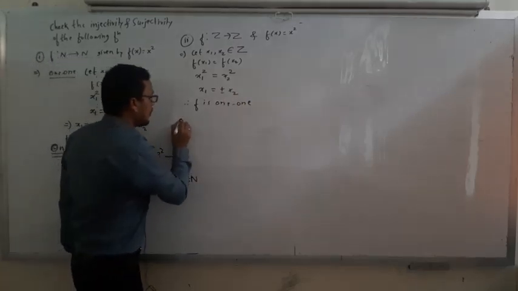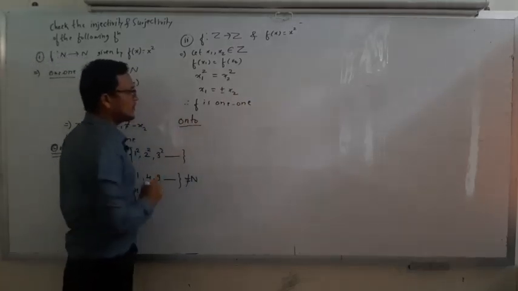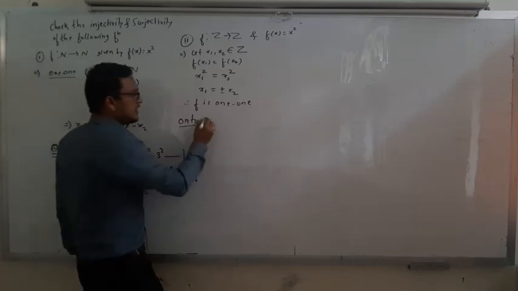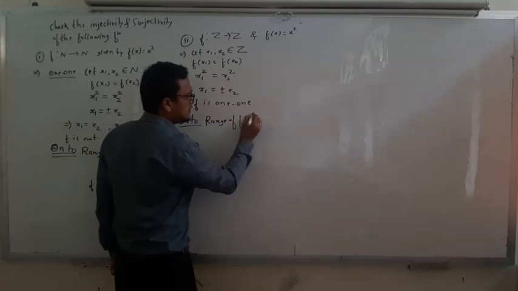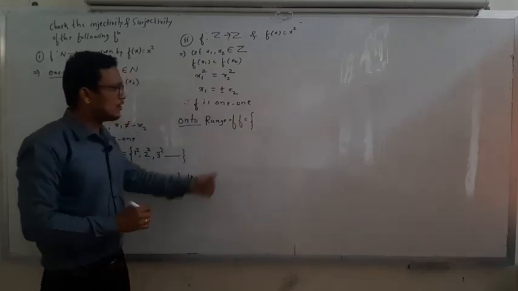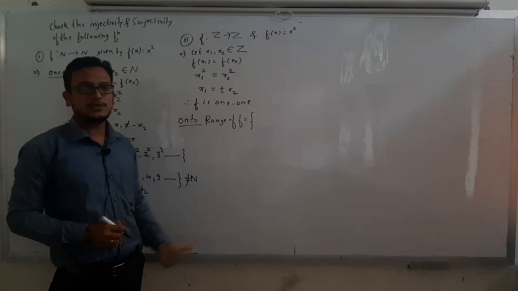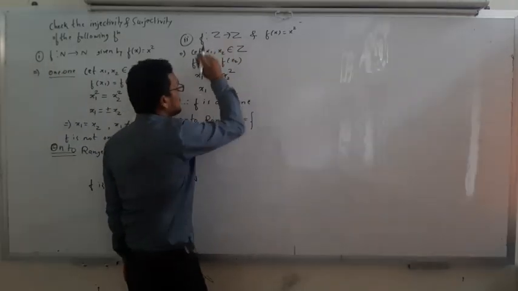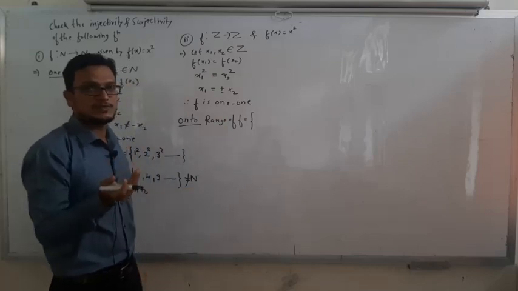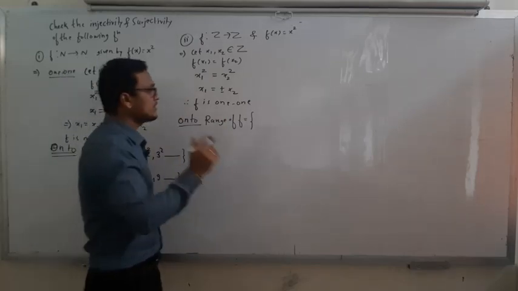Next part, onto function. For onto, again we will check the range. So the range of f is equal to, again, as I told you how to check the range, we have to put the elements from the domain. Domain is Z. So Z means what? Set of integers. So the numbers start with 0, plus or minus 1, plus or minus 2 and so on.